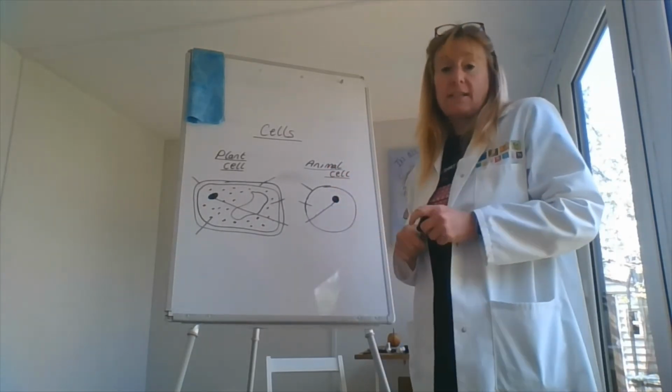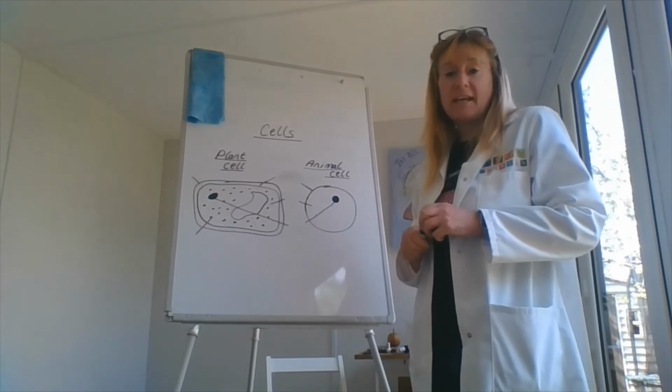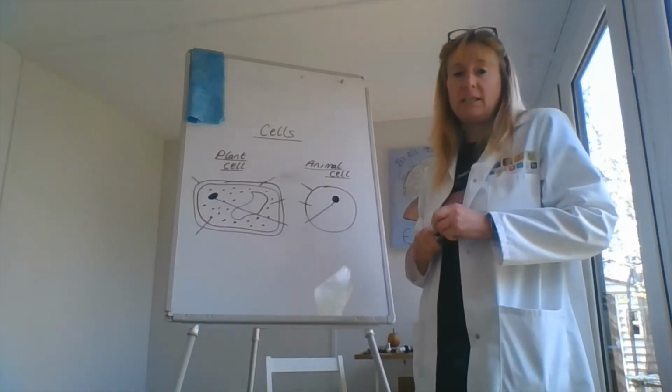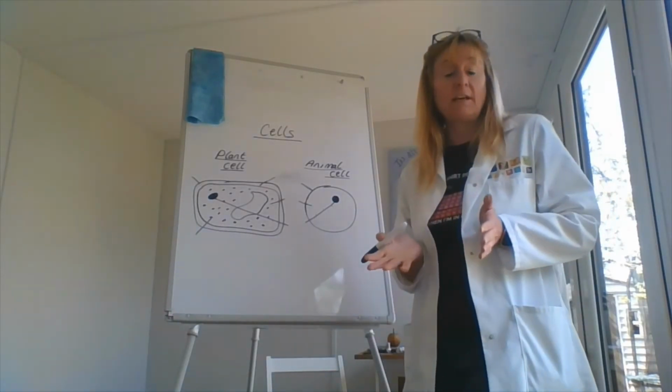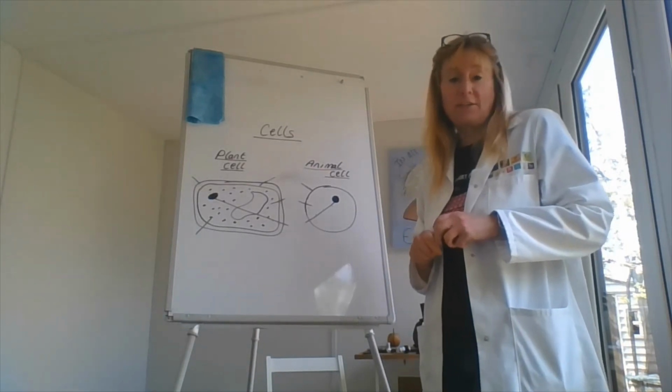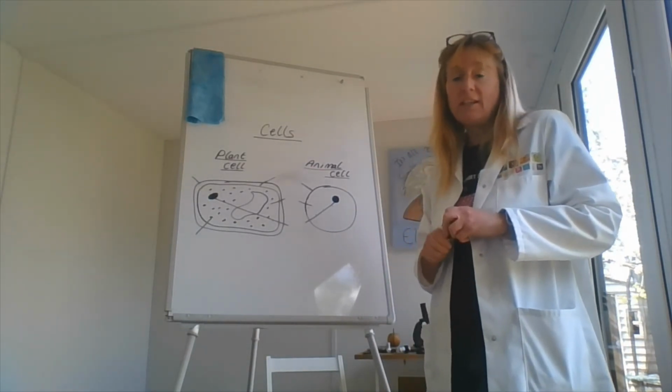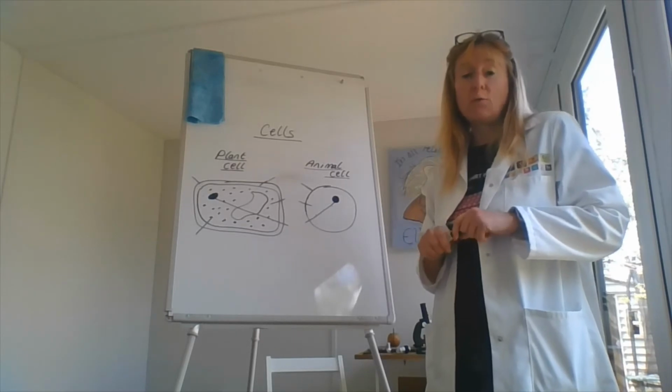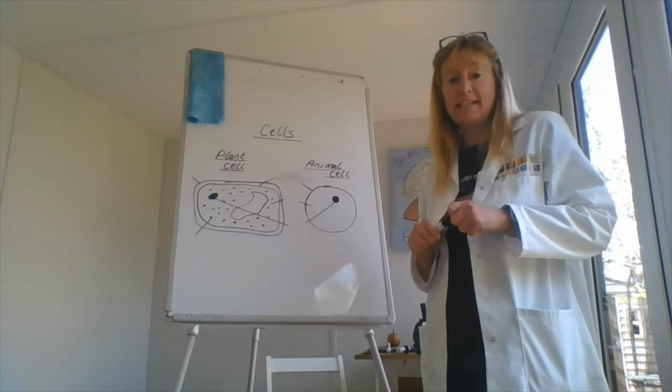So, all living things are made up of cells, and in science we like to split them into two categories when you start learning about cells. This would be under the B1 section of biology or double science if you're learning GCSE.